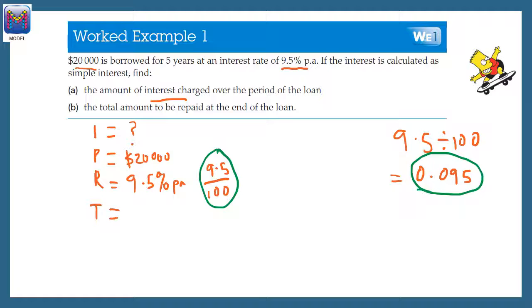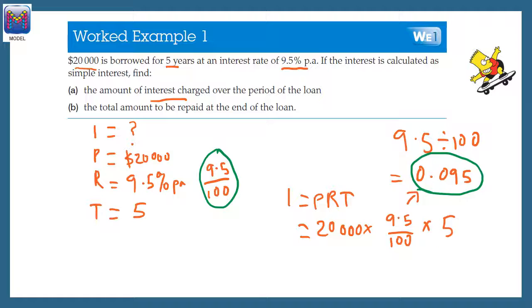And T, what do I know about T? It says 5 years. So T is 5 years. So, write down my formula. My principal is 20,000 times my interest rate. We'll do it this way. Now, if you know that that is that, you can just put that number in and times 5. T is 5 years. We put that into a calculator. How do we do it?